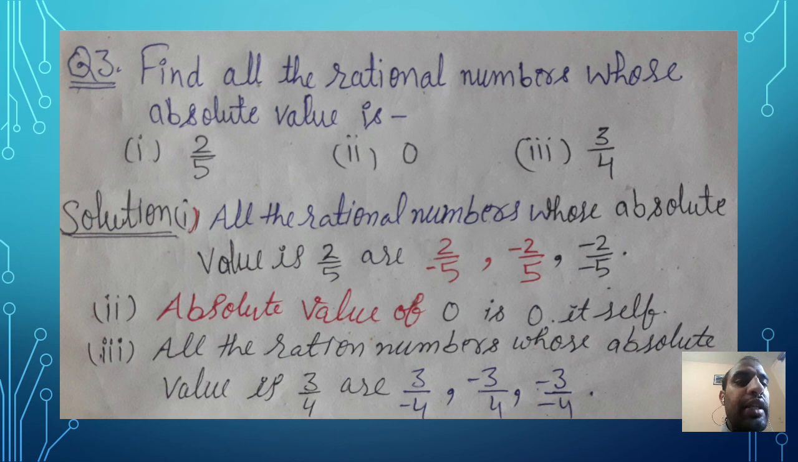Next, second part is what is the absolute value of 0. As I told you, 0 has its own value. The absolute value of 0 is 0 itself. Next is the absolute value of 3 upon 4. Then you can write one time the minus sign in the denominator, that means 3 upon minus 4. One time in the numerator, minus 3 upon 4. And one more time you can write both negative signs, 3 and 4 both negative. In all such cases, if you take mod of these, the answer remains 3 upon 4. You can even write in the last 3 upon 4, both positive.